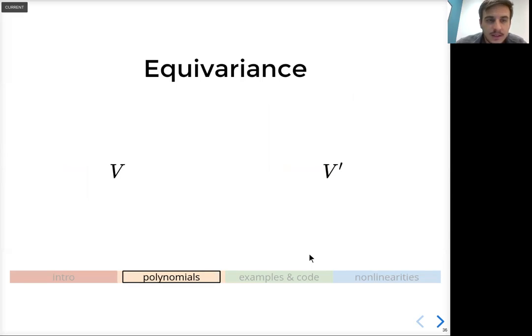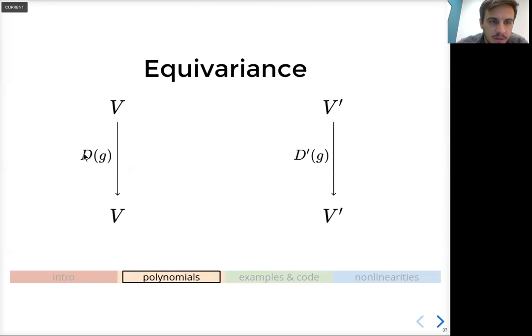Now, let's define what is equivariance. So let's say you have 2 vector spaces, V and V prime, and on each of these 2 vector spaces, you have 2 different representations. On V, you have the representation D, and on V prime, you have the representation D prime. So when you act with the representation, you stay in the same vector space. This is why at the end of the arrow, it's also V, and here at the end of the arrow, it's also V prime.